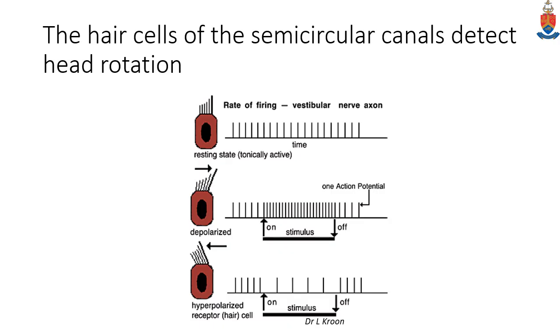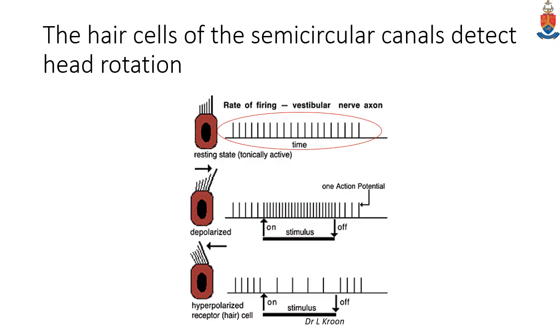So when you're detecting head motion, what actually happens at the level of the vestibular apparatus in any one of these three canals is there is tonic neuronal firing, coming in from both ears simultaneously, originating from all 3 canals, and those firing rates should be exactly equal.